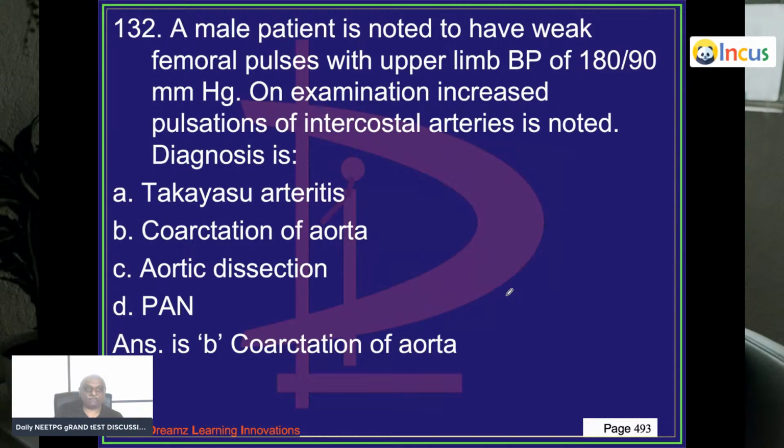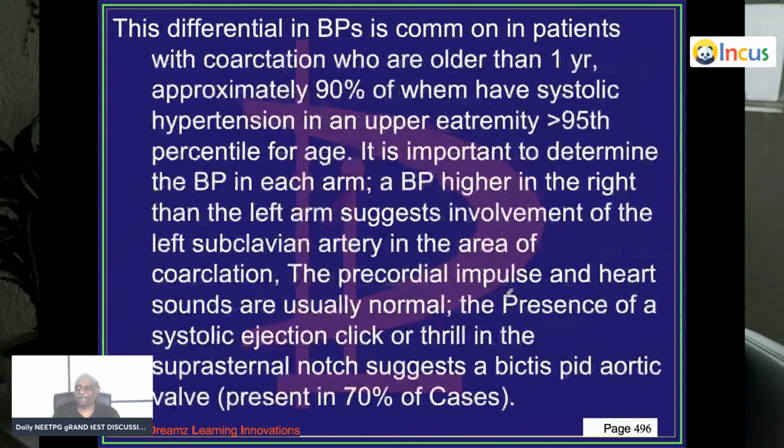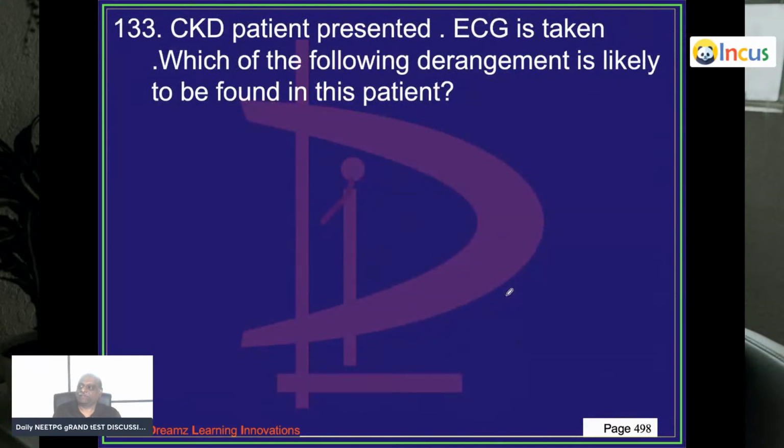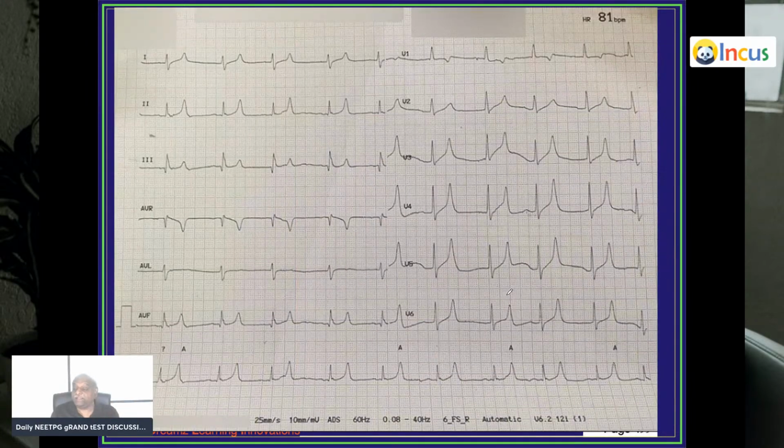Pulselessness is a feature of Takayasu, but here you have intercostal pulsations. CKD patient presented. What do you see in the ECG? Arjun, tell Dronacharya. Tall T waves, Guruji. So what is this, Guruji? Hyperkalemia.